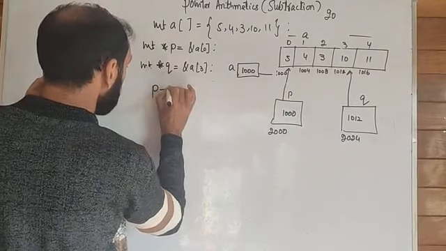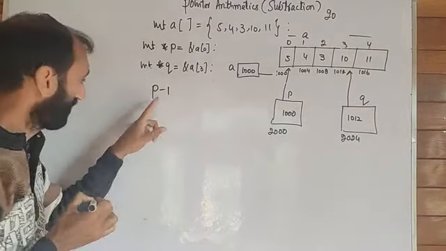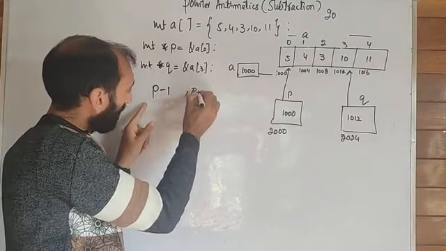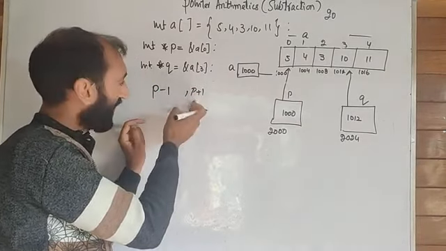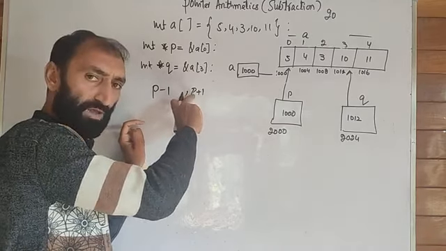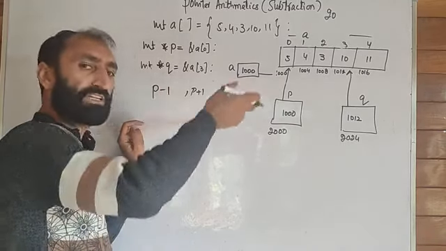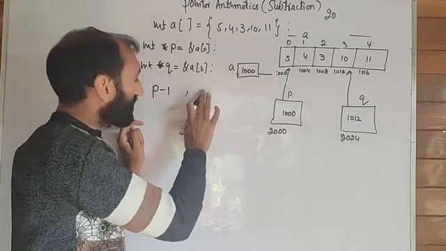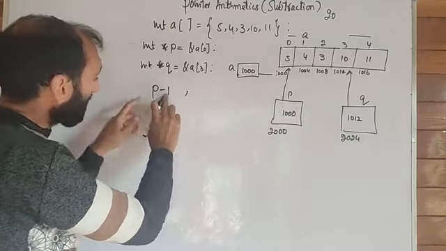P minus 1, for example. Now P minus 1 as well as P plus 1 are legal. I can add integers to the pointer variable and I can subtract integers from the pointer variable. Both are legal in C.